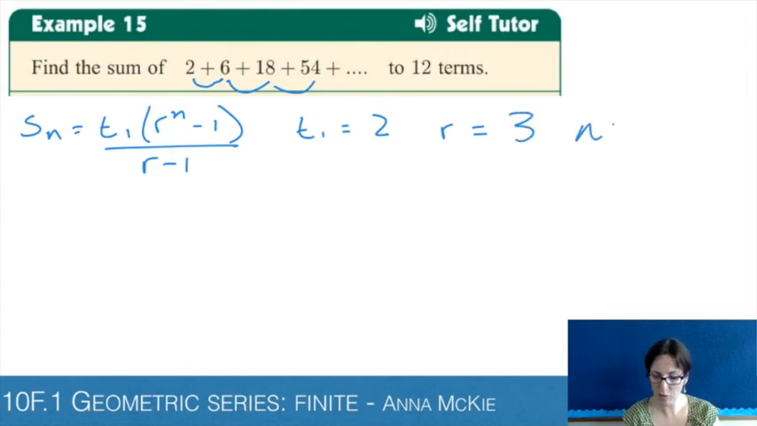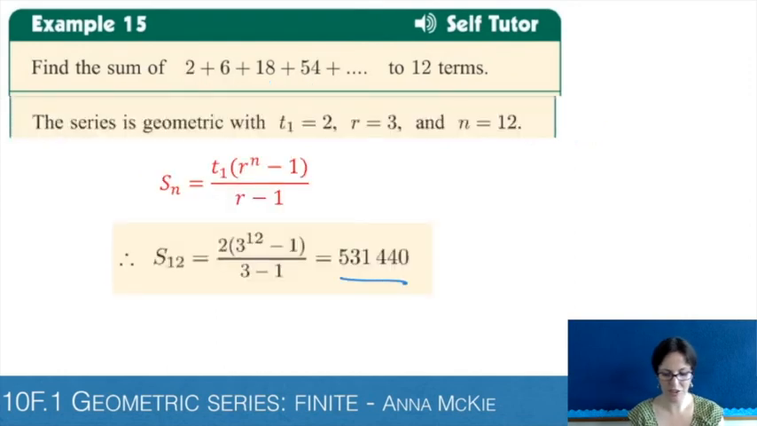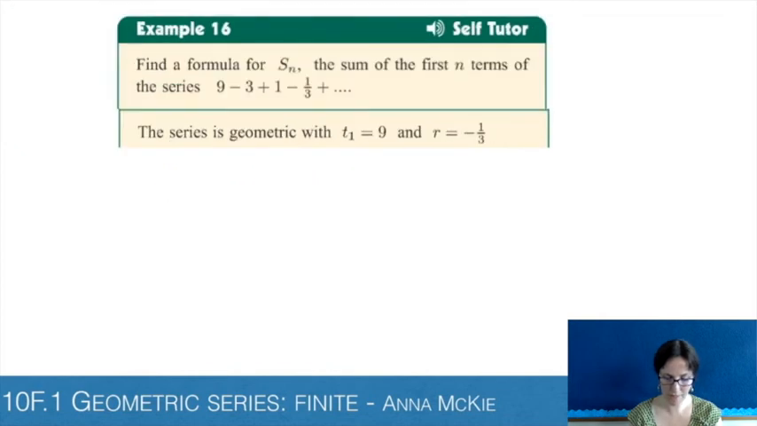And n, we want up to how many terms? 12. So we're just going to substitute these in. T1 is 2, r is 3, to the power of 12, take 1, over 3, take 1. Working that out, 531,444. We'll do one more.